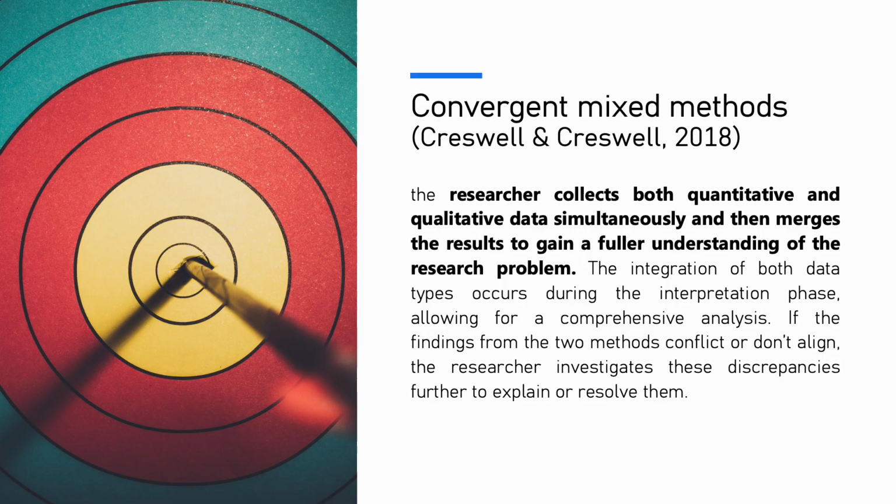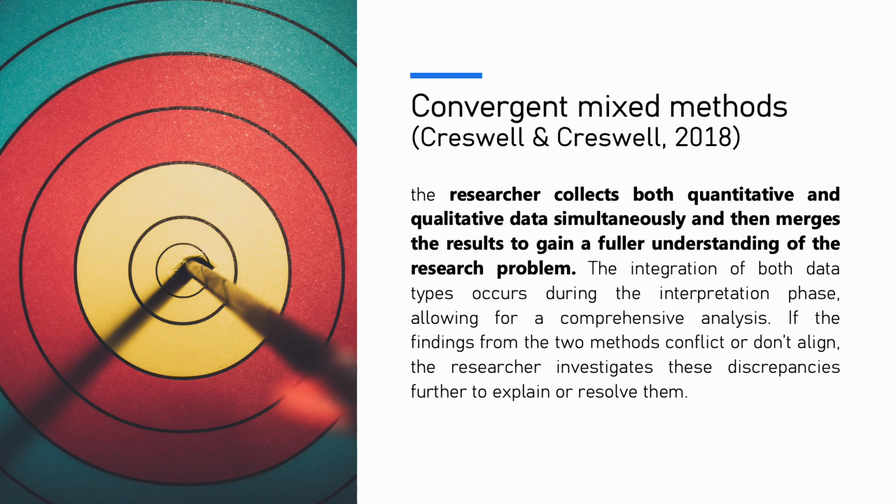In a convergent mixed methods design, the researcher collects both quantitative and qualitative data simultaneously. These two types of data are gathered independently, but are later merged during the interpretation phase to gain a fuller understanding of the research problem.